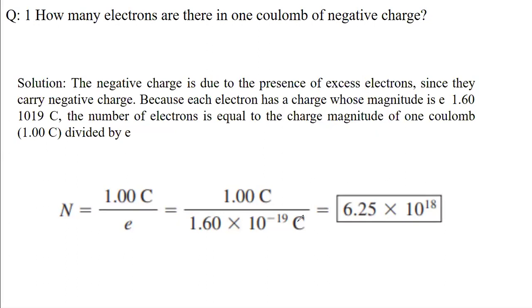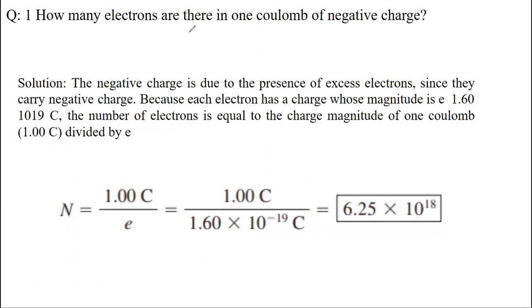The first question: how many electrons are there in 1 coulomb of negative charge? Okay. So what is given to us? The charge is given to us. So Q is equal to 1 coulomb. This is given to us. Right. So how many electrons will be there? So we are trying to find n. We are looking for n.